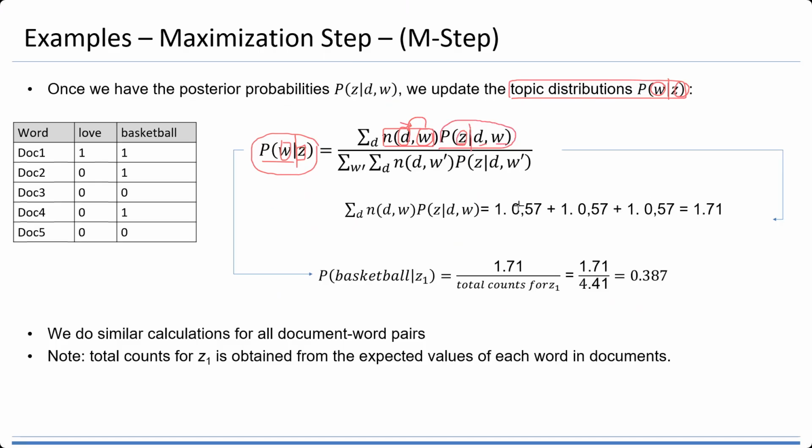So this is for the probability of basketball given the topic one. The probability of basketball given that it is in the topic one. How can we calculate this one? So we will calculate for all the numbers of word that appears of basketball in all documents. Let's see, basketball, how many times does it appear? Basketball appears in the document one for one time. Basketball appears in the document two, one time. Basketball appears in the document four, one time.